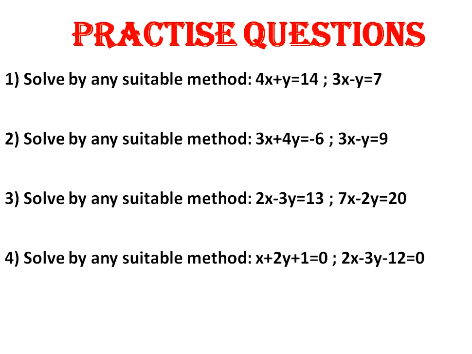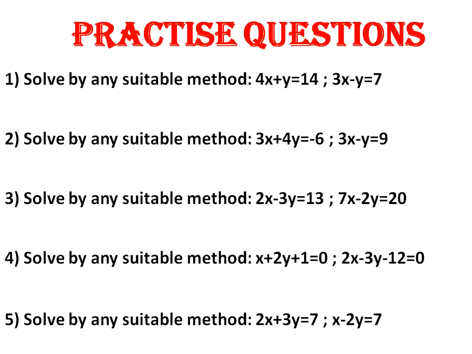Solve by any suitable method: x plus 2y plus 1 is equal to 0, 2x minus 3y minus 12 is equal to 0. Here again the coefficients of x and y are not the same. You have to make them the same by multiplying the first equation by 2 and the second equation by 1. The coefficient of x is 1 in the first equation, that should be multiplied to the second equation. The coefficient of x in the second equation is 2, that has to be multiplied with the first equation, and you have to subtract.